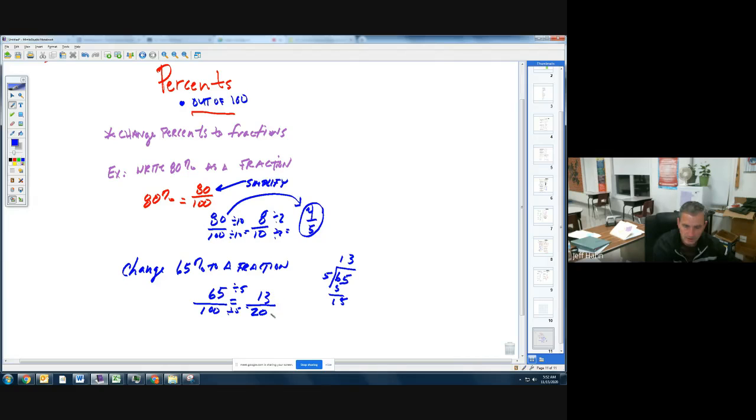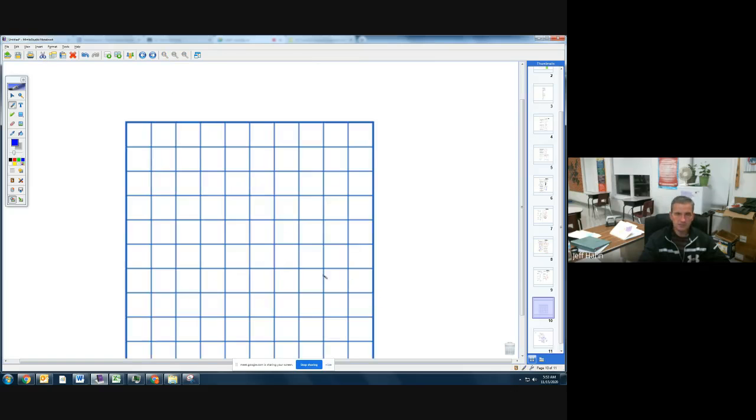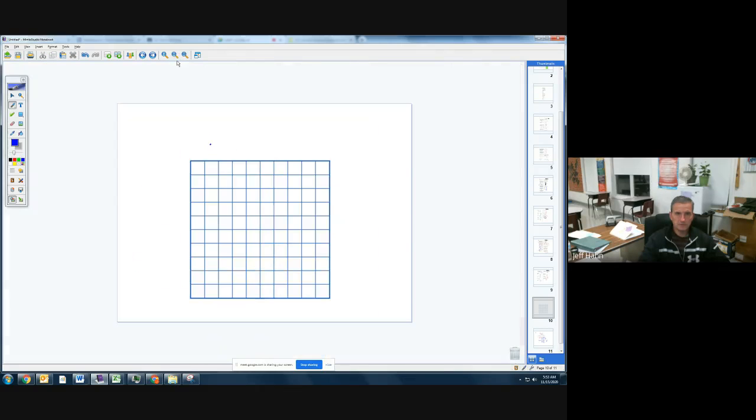And again, you got to check your fraction to say, is there a number that will go into 13 and 20? Well, no, 13 cannot be divided by anything besides 1 and 13. So this is reduced to its smallest form. One of the other things we have to talk about, so that's changing percents to fractions, is what about if we wanted to change a fraction to a percent?